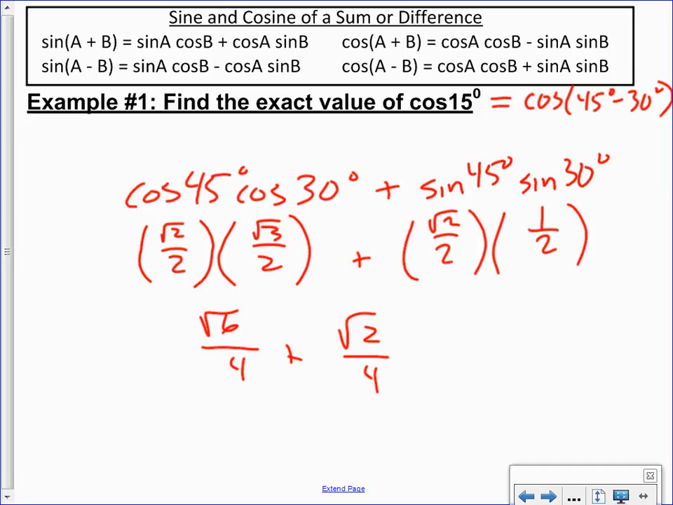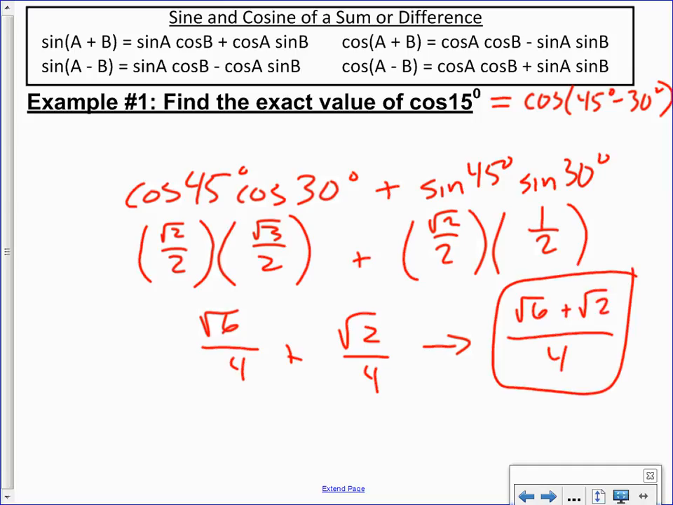No, false. You cannot add inside radicals, silly. Such an Algebra 2 mistake. You can, though, combine it into one fraction since they have a common denominator of 4. It's just the square root of 6 plus the square root of 2, all over 4. That is the exact value of cosine 15. Notice by exact value, I don't want any decimals. If you use your calculator, you get decimals, and decimals can have rounding error, and that's not the exact value.